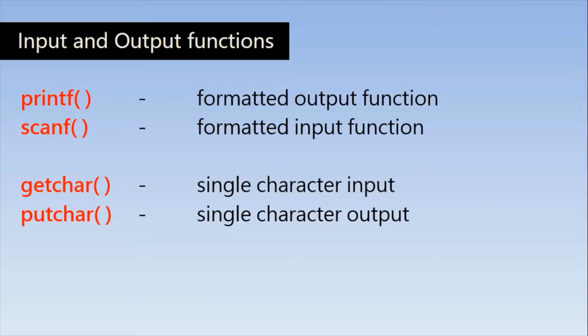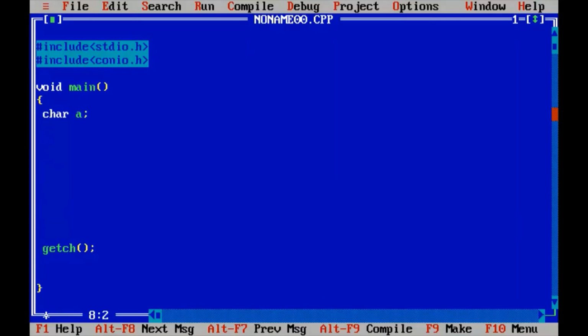So now let us look at the getchar and putchar functions. The getchar function is used to take a single character, and the putchar function is used to print a single character. So friends, just look at the statement. Here I have just declared a variable a of type char. So now let's see how to store a character in the variable a.